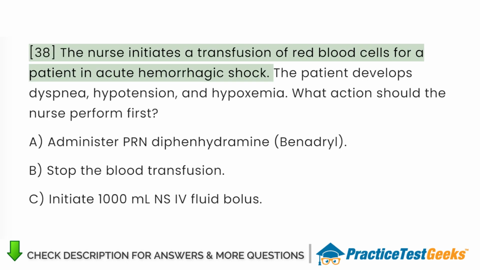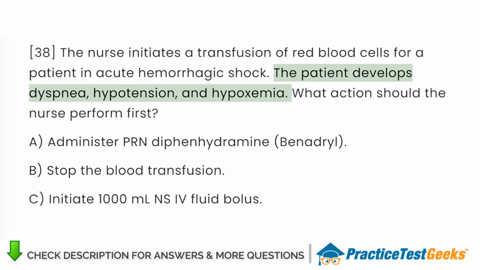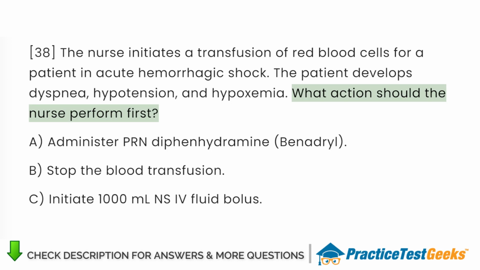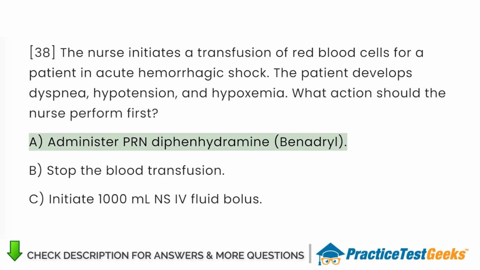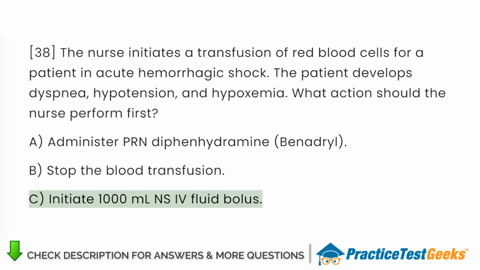The nurse initiates a transfusion of red blood cells for a patient in acute hemorrhagic shock. The patient develops dyspnea, hypotension, and hypoxemia. What action should the nurse perform first? A. Administer PRN diphenhydramine, Benadryl. B. Stop the blood transfusion. C. Initiate 1000 milliliters NS for fluid bolus.